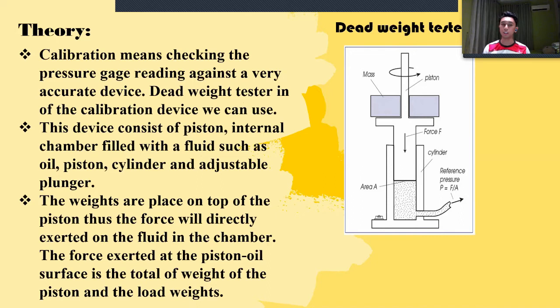The force is exerted at the piston oil surface contact, which means in this area. You can see here, this is the area between the fluid and the piston, where the pressure occurs. The force exerted at the piston oil surface is the total weight of the piston and the load. The piston itself has its own weight, and the load also has its own weight, so we must total the mass of these two to calculate the force.